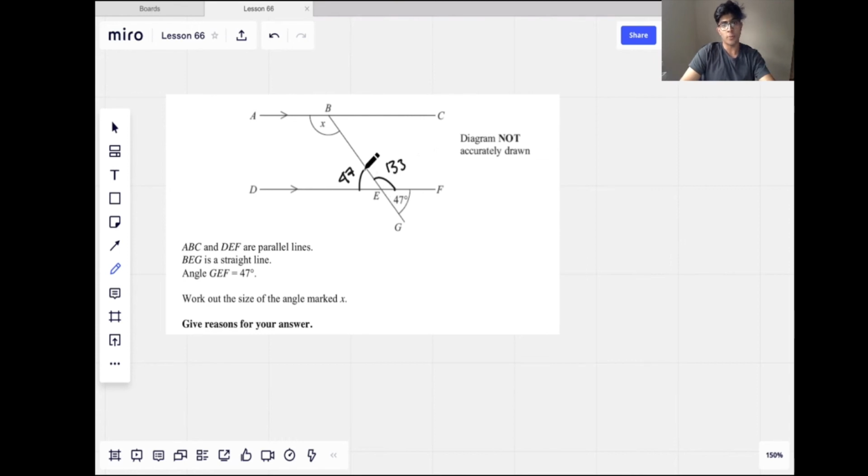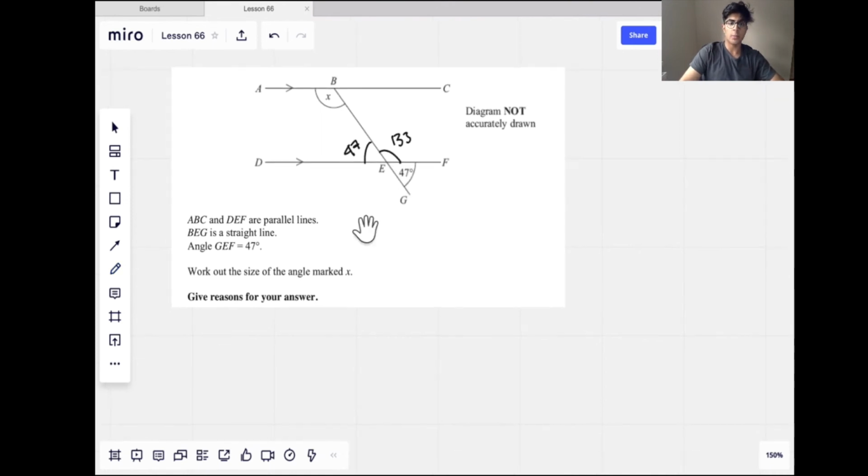And now from this, I have more angles, and I can perhaps get a bit closer to finding what x is. I could use, for example, knowing that this is 47, my co-interior angle theorem, which says that co-interior angles add up to 180 degrees, to say 47 plus x is equal to 180 degrees, and then find x.